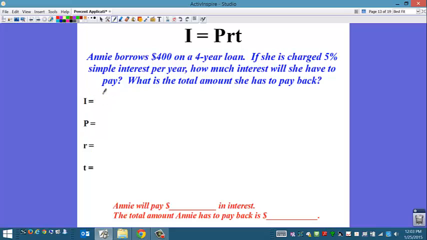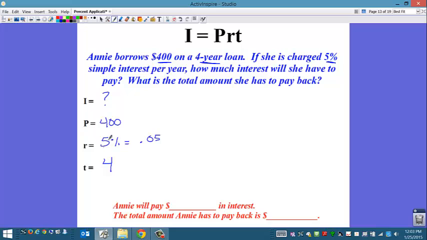I, the interest, that's what we're looking for. The principal is how much she's borrowing, which is the $400. The rate is the percent, 5%, written in decimal form. So convert it to a decimal and you get 5/100. And the time is how many years? 4 years.